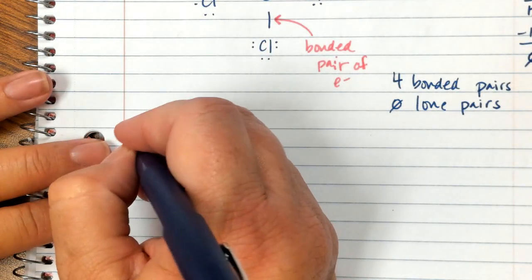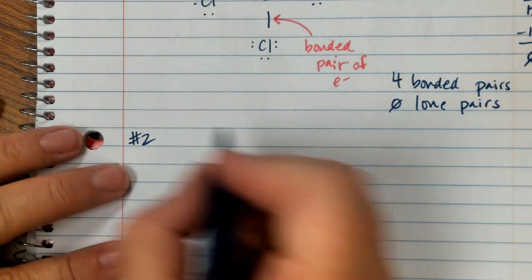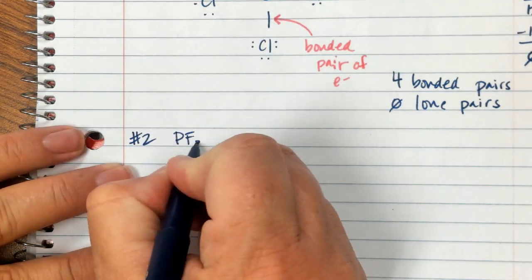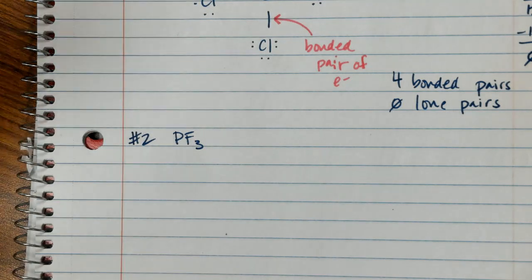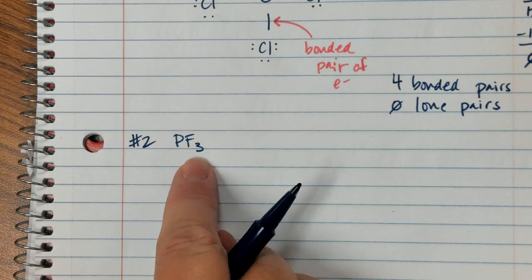Okay, number 2. Next one we're going to do is going to be PF3. What's the name of PF3? Phosphorus trifluoride.